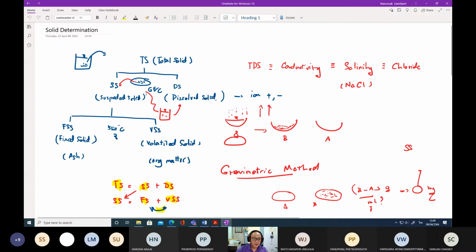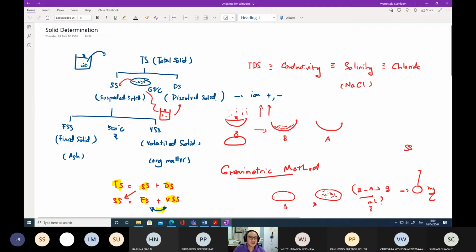As per the definition, how can we separate these two types of solids? We separate them by using the glass fiber paper, or in short, GFC paper. Actually, it's a filter paper. So we pour a water sample containing solids through this paper. Whatever solids remain on the filter paper are the suspended solids. And the liquid which passes through the filter paper, if we determine the solids in it, these are the dissolved solids.